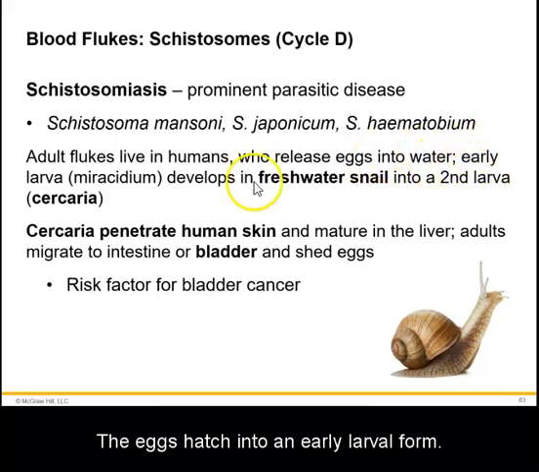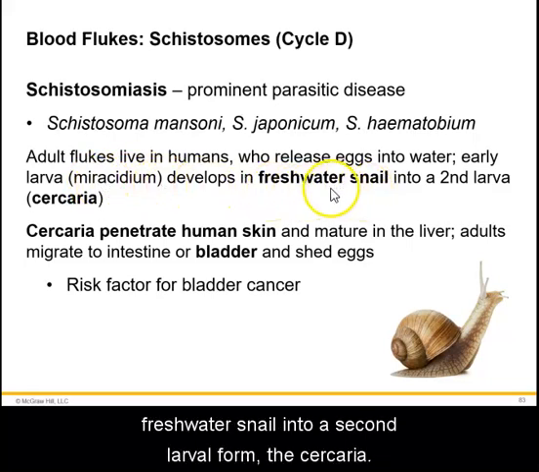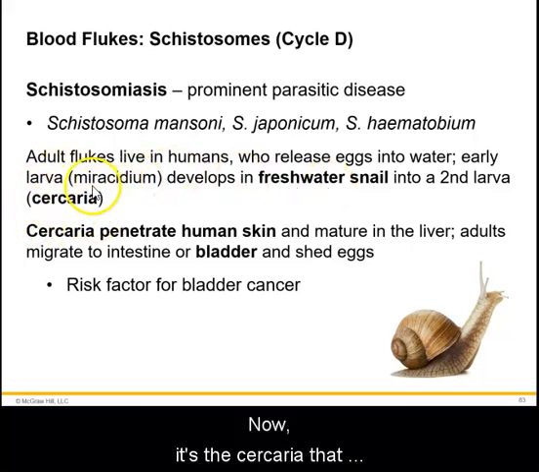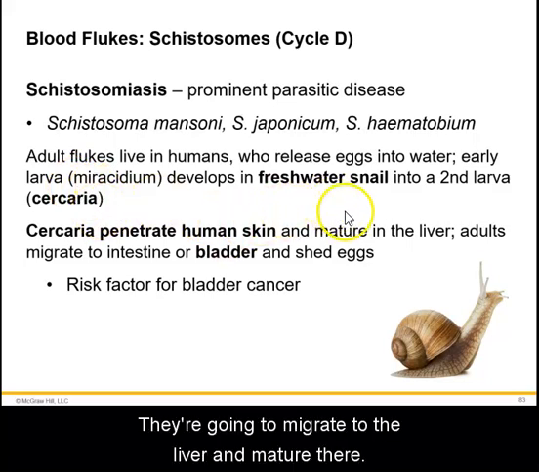The eggs hatch into an early larval form, and this early larval form is going to develop in the freshwater snail into a second larval form, the cercaria. Now it's the cercaria that penetrates our skin. They're going to migrate to the liver and mature there.